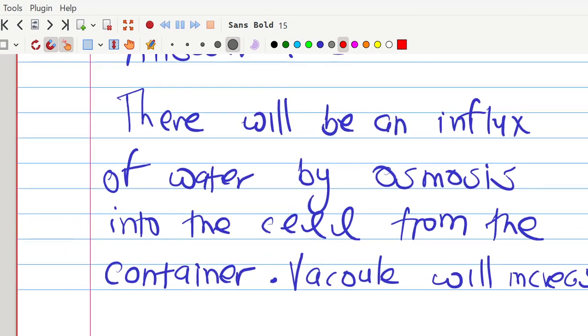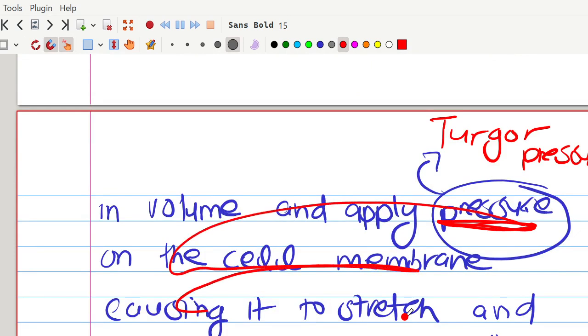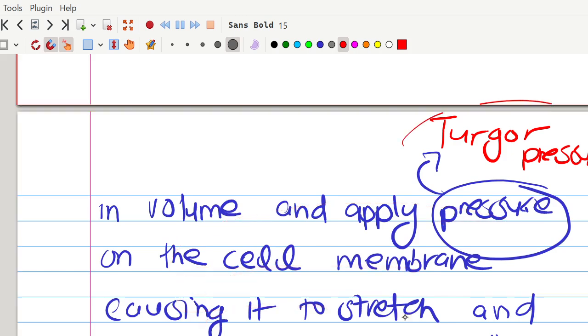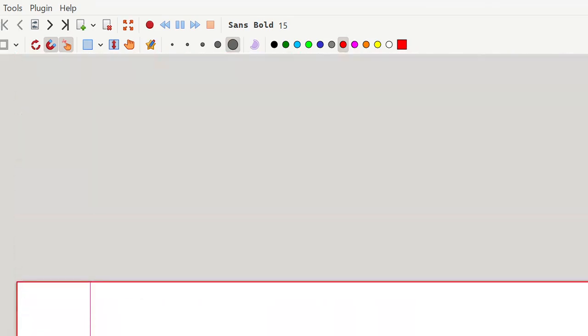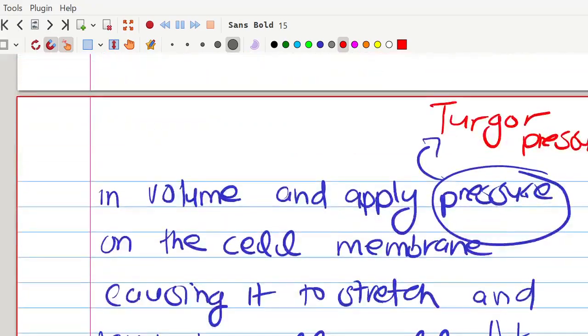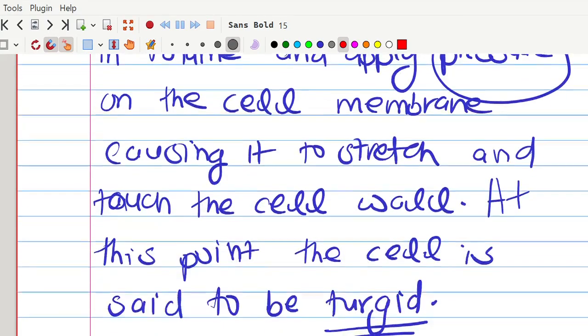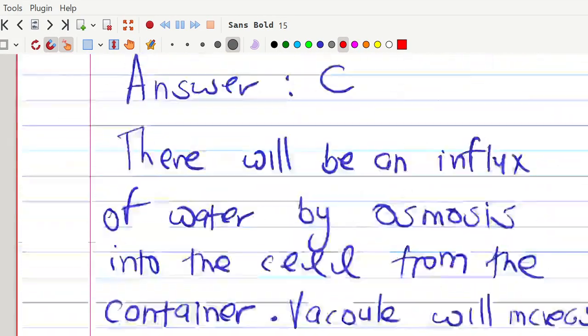This vacuole will increase in volume and apply pressure on the cell membrane, causing it to stretch and touch the cell wall. This pressure is called turgor pressure. Remember our answer is that the cell will become turgid. So at this point the cell is said to be turgid, meaning firm.